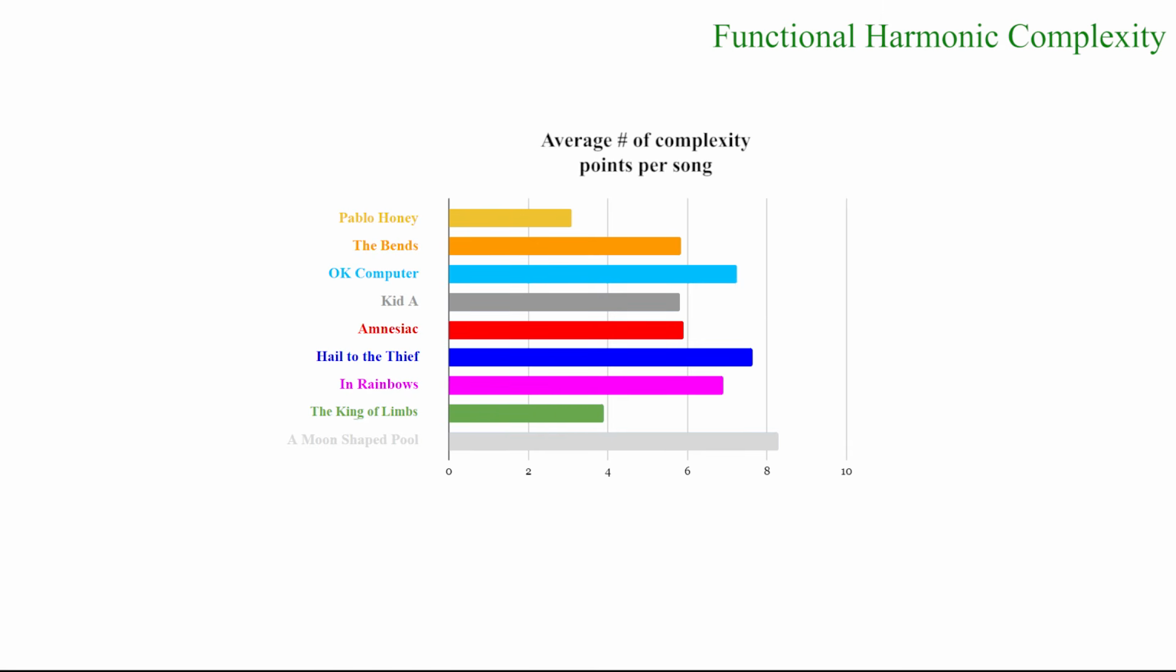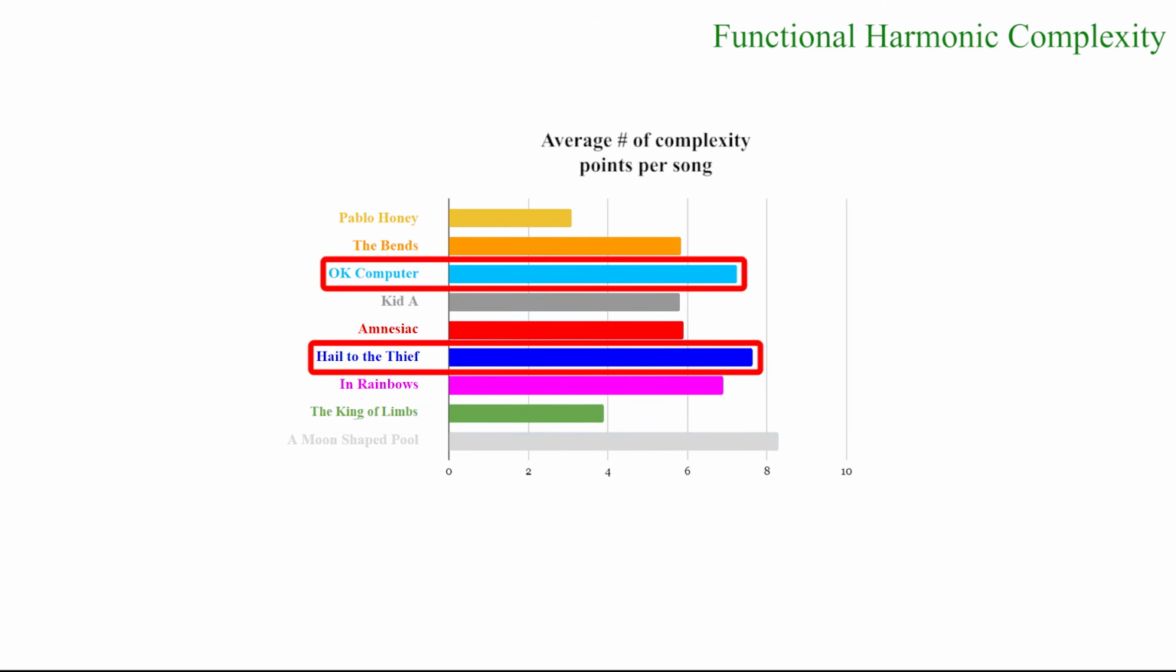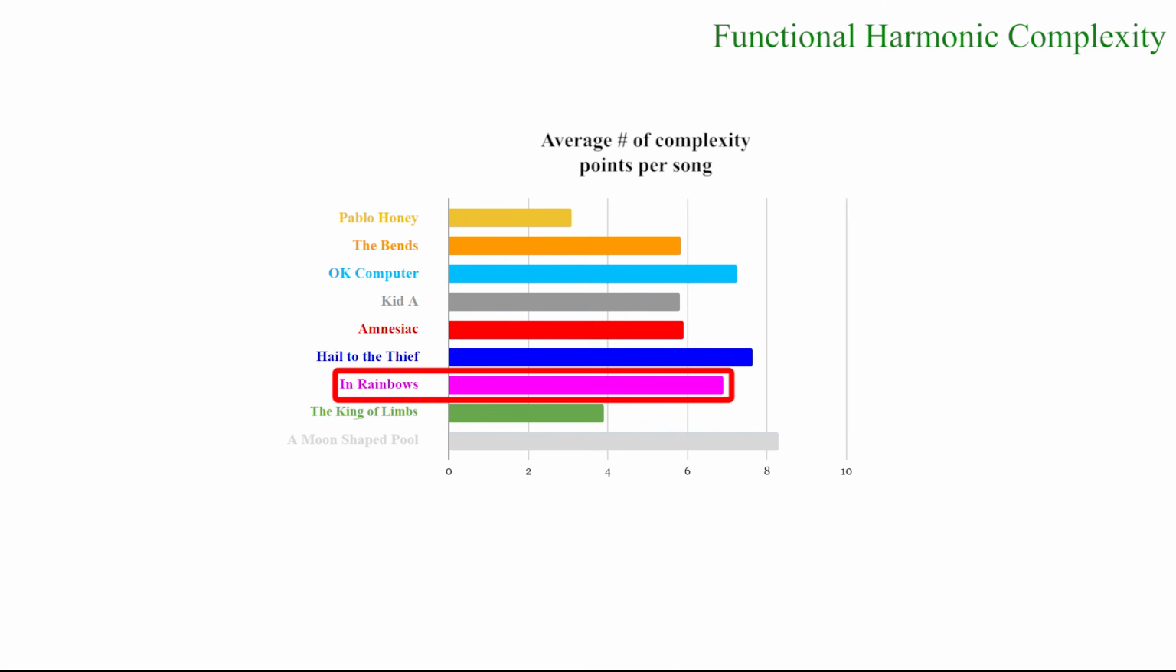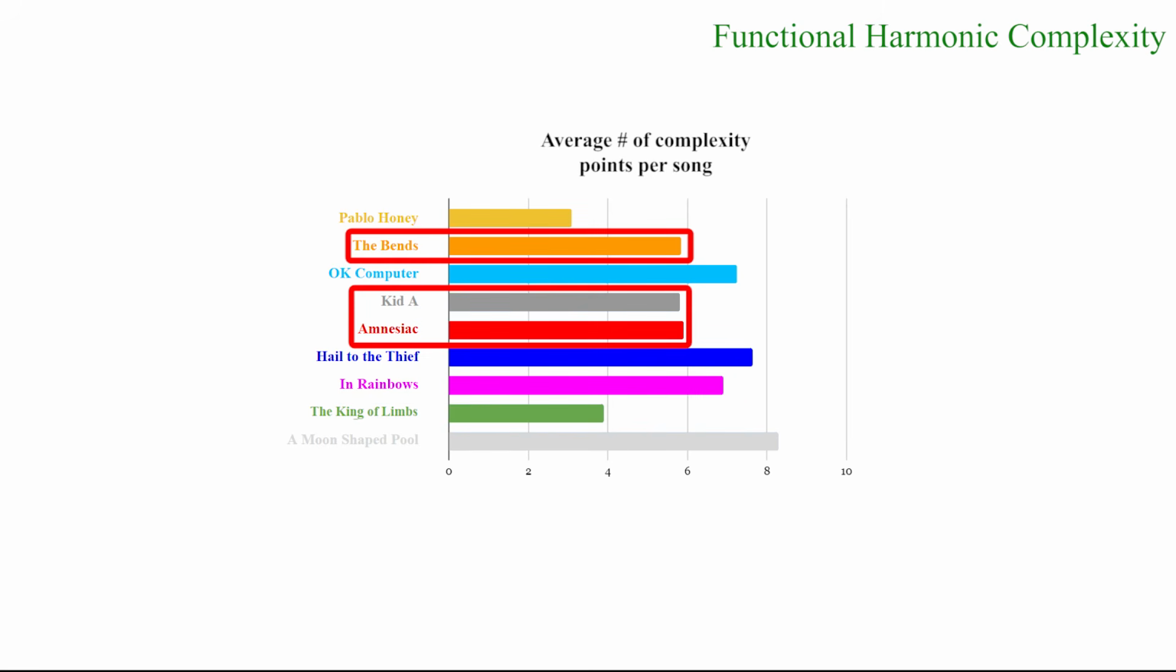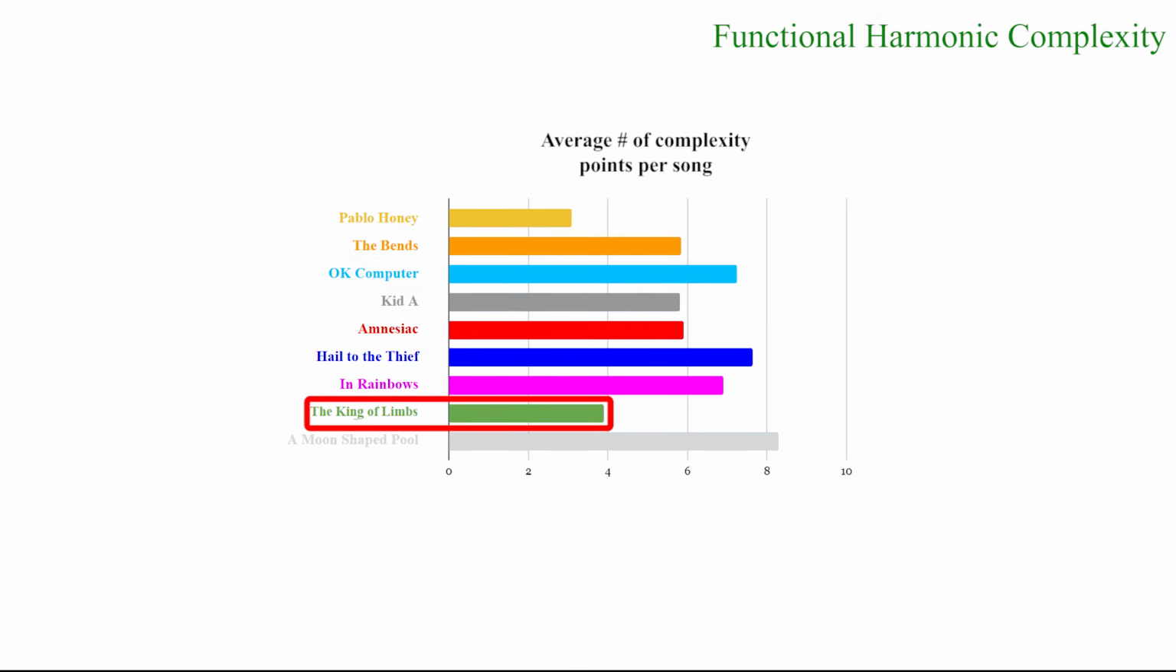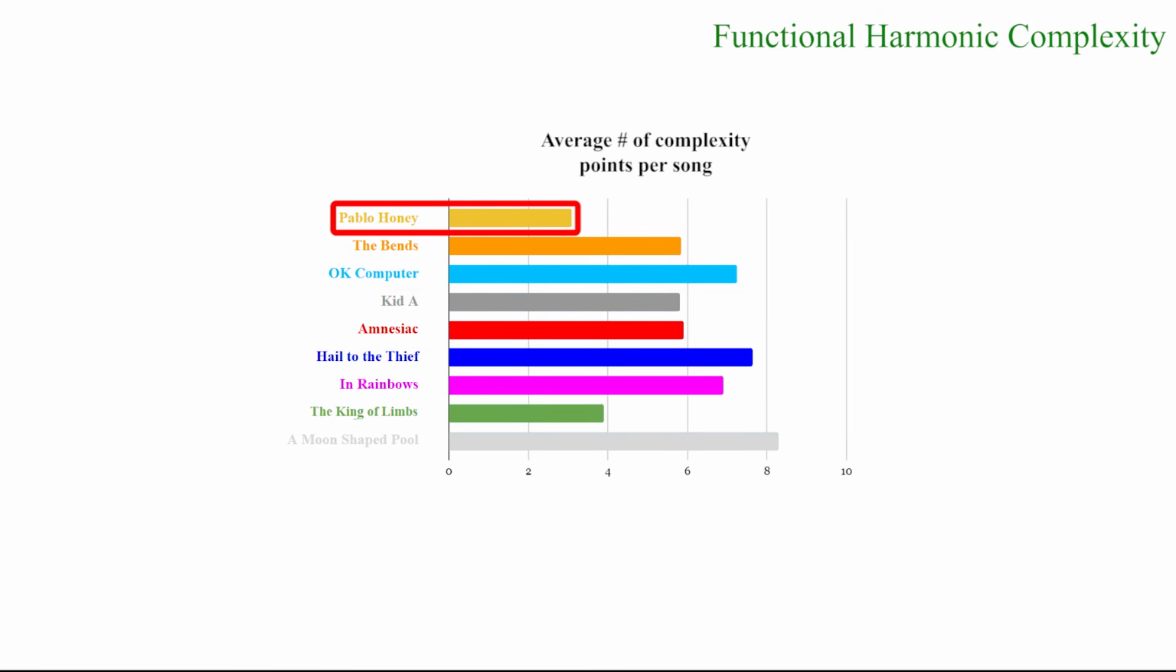The album with the greatest functional harmonic complexity is A Moon-Shaped Pool, followed by Hail to the Thief and OK Computer close together in second and third. In Rainbows is in fourth, followed by Amnesiac, The Bends, and Kid A, all jockeying for 5th through 7th place. The King of Limbs is far below in 8th, and of course Pablo Honey comes in last place. Most of these rankings matched my expectations, though I was a little surprised to see A Moon-Shaped Pool quite so high, and The King of Limbs quite so low.